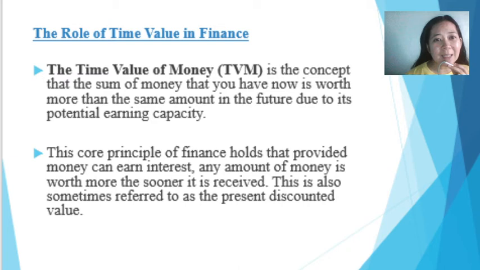When we say time value of money or TVM, this is the concept that the sum of money that you have now is worth more than the same amount in the future due to its potential earning capacity. In other words, this means that investors would prefer to receive the money today because if they have it now, they will have the opportunity to invest it and earn interest, dividends, and other benefits.